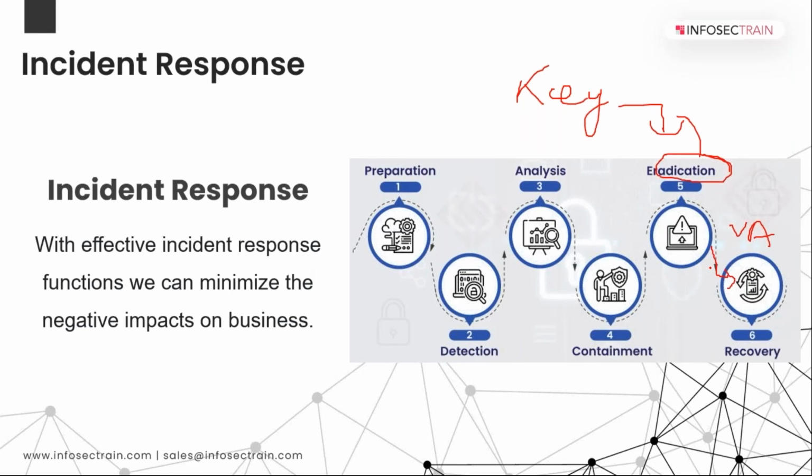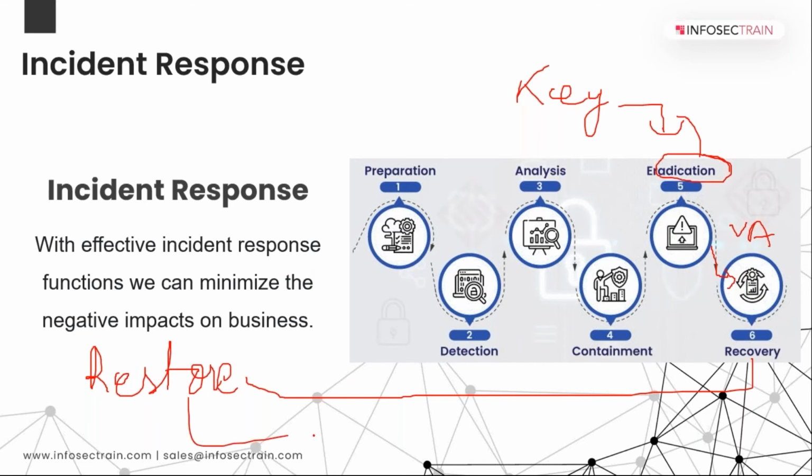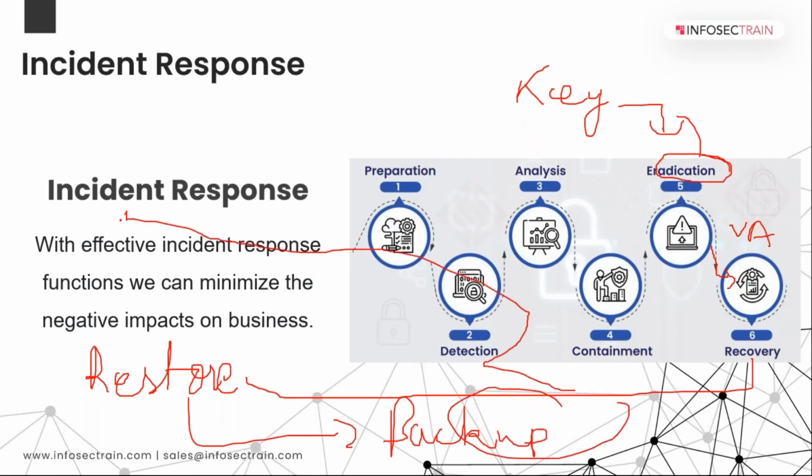Once eradication is done, bringing back our business to the normal state is what we have as recovery. So recovery is the part where we bring back our business to the normal state. If data restoration needs to happen from your backups, you will be restoring your data, and you will be verifying that the backup from which you are restoring does not have any point which is pointing towards the incident. So again, certain scans will be done. That is, guys, the entire process of incident response.